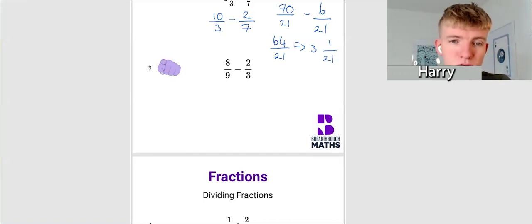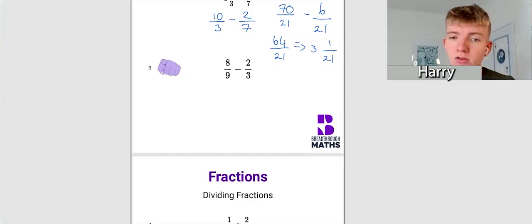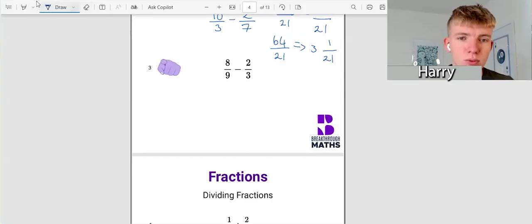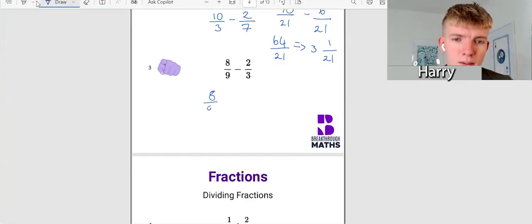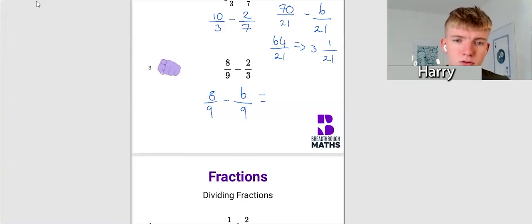So we've got 8 over 9 and 2/3. So we're trying to, once again, I've said it a million times, get that lowest common multiple. In this case, we actually don't have to do anything to this left-hand side because we can just multiply this side by 3 to get over 9 as well. So therefore, we're going to be left with 8 over 9 minus 3 times this one. So it's going to be 6 over 9. And a little bit of subtraction gives us the answer of 2/9.